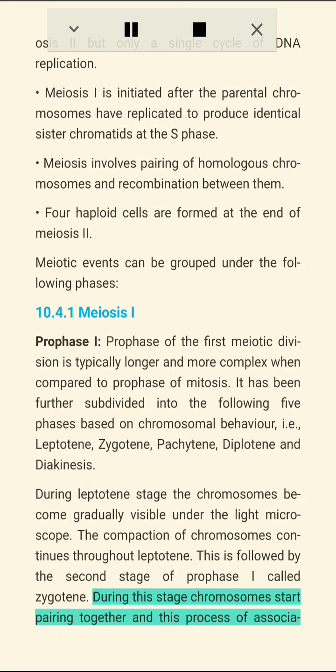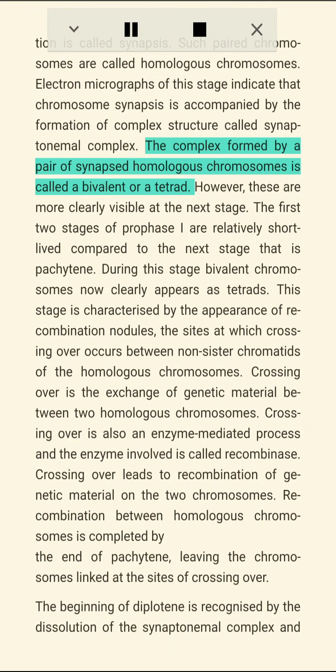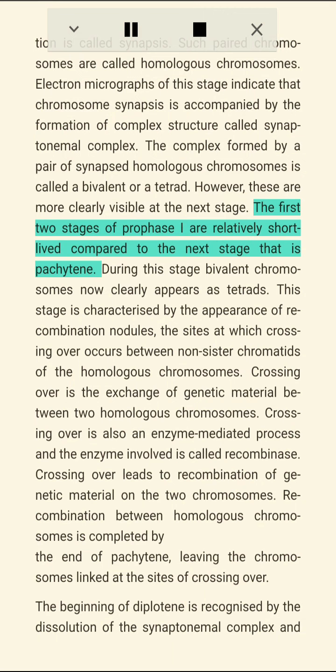This is followed by the second stage of prophase I, called zygotene. During this stage, chromosomes start pairing together, and this process of association is called synapsis. Such paired chromosomes are called homologous chromosomes. Electron micrographs of this stage indicate that chromosome synapsis is accompanied by the formation of a complex structure called synaptonemal complex. The complex formed by a pair of synapsed homologous chromosomes is called a bivalent or a tetrad. However, these are more clearly visible at the next stage.